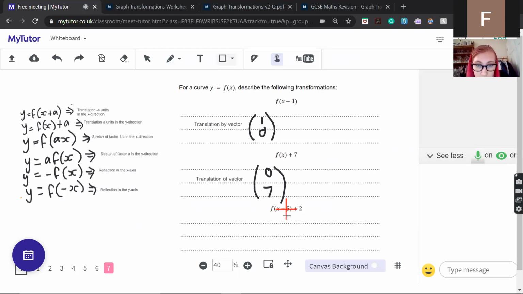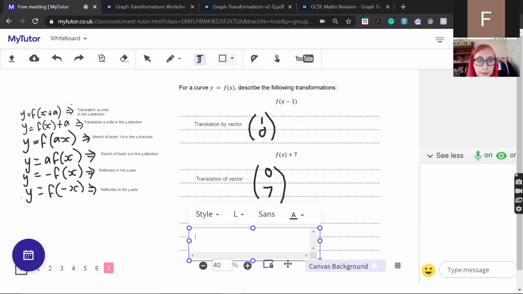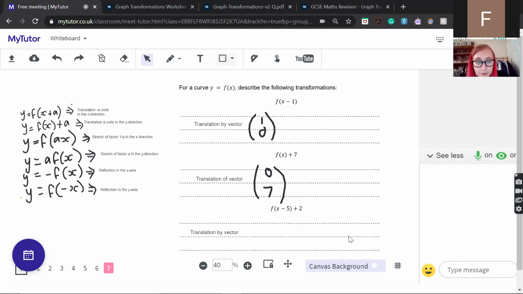And then plus 2. So that looks like this, doesn't it? Because we've got our f of something plus 2, so because it's a plus on the outside, we're going to translate 2 units in the y direction. So we've got 5 right and 2 up. So let's combine what that means. That's a translation by vector 5, 2.